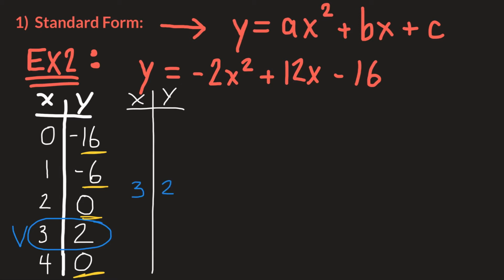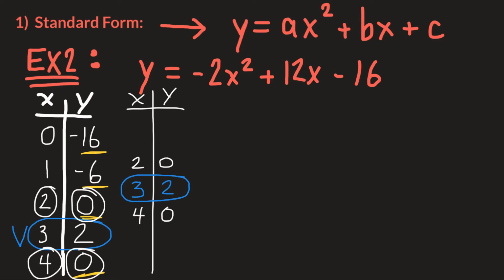We know that on either side of the vertex, the heights repeat themselves. On the left side of the vertex, at x equals 2, we have y equals 0. And you could see at one point to the right of the vertex, when x equals 4, y is also 0. That means when x is equal to 1, we have y equals negative 6. So at x equals 5, y is also negative 6. It is a mirror image on both sides of the vertex.